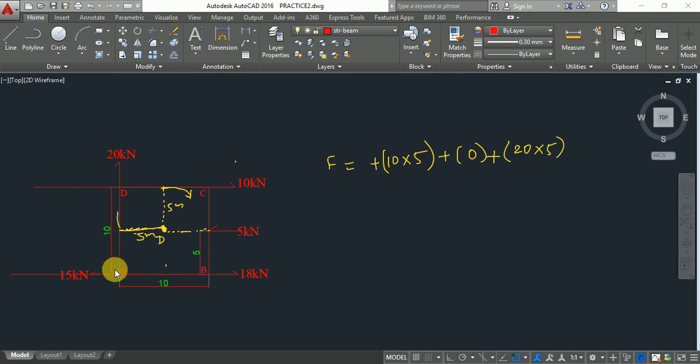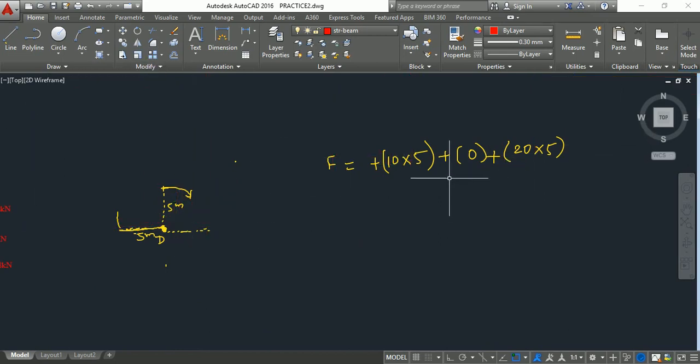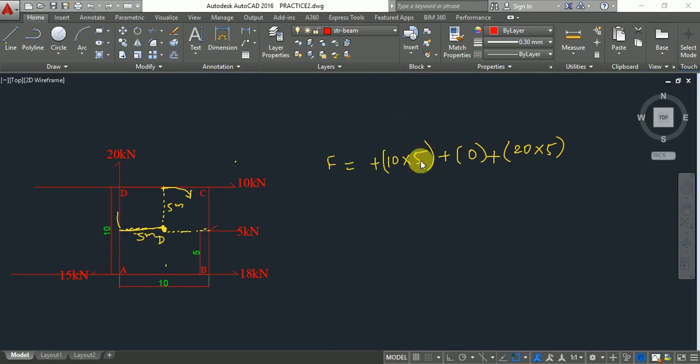Now let us take force 15 kN. This is the line of action of 15 kN. If I drop a perpendicular from here to here, the distance is 5 meters. The perpendicular distance of this 15 is 5 meters. If I choose this force about this point, how will it rotate? Because of the application of force, it starts to rotate, and see here, the force is rotating in a clockwise direction. This arrowhead will rotate in a clockwise direction. That's why plus 15, and the perpendicular distance is 5 meters.